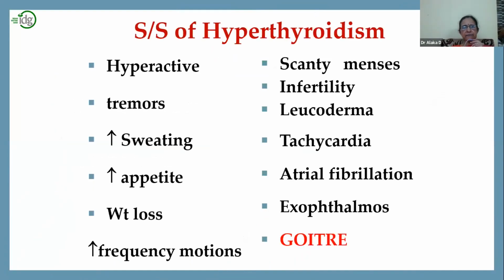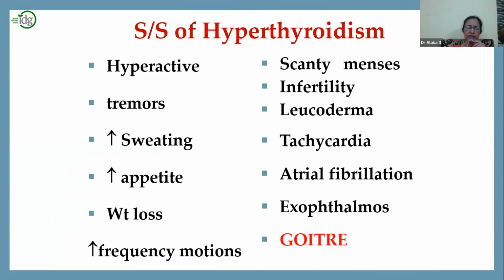What are the signs and symptoms of hyperthyroidism? The person is hyperactive. There the person was absolutely lethargic, dull, not responding, cerebration slow. But here everything is hyper. Everything is fast except menses. Okay?